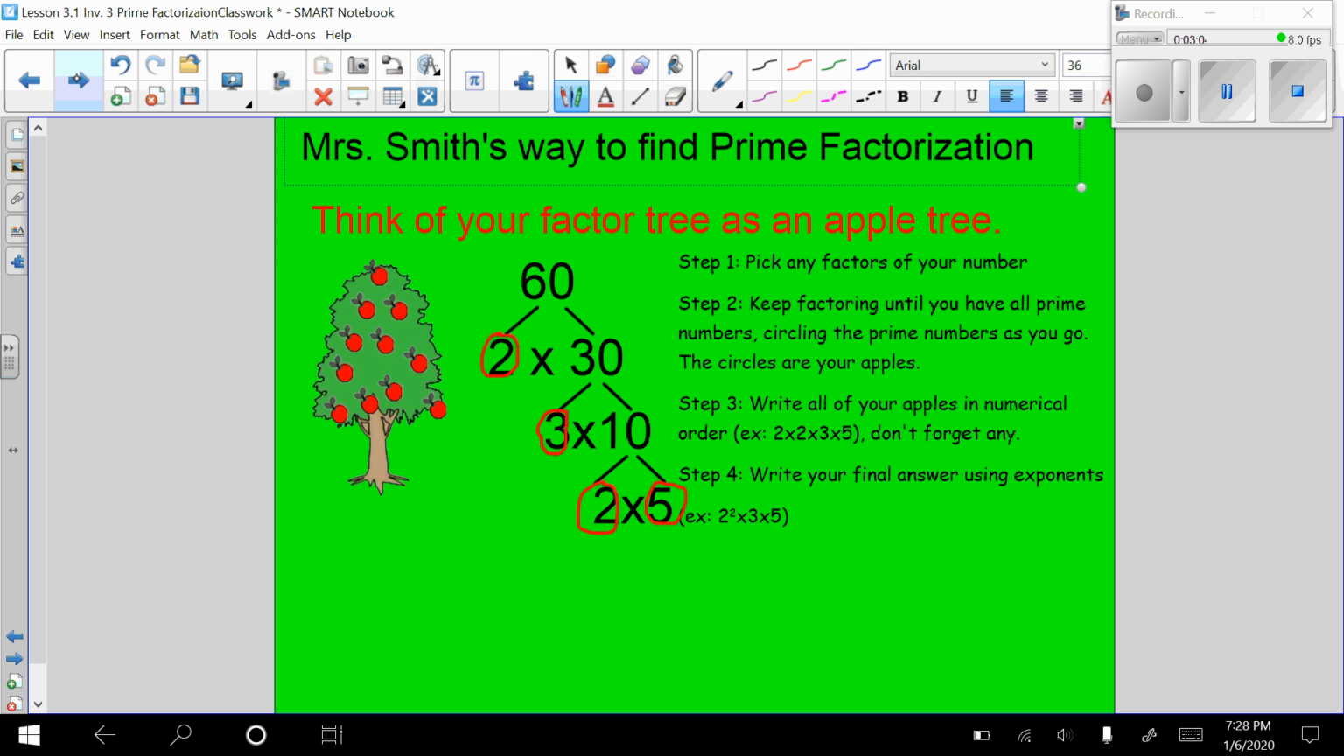Here's the one way that Mrs. Smith did it. She picked the factor of 60. She keeps factoring till all the prime numbers are circled. Once you have a prime number, circle it. That tells me I don't have to go any further on that branch. Write all the prime numbers, or consider them all the apples. Don't forget any. I have 2, 3, 2, and 5 circled. Then write them out. I have 2 2's, so I could write them as 2 to the second power times a 3 times a 5. If I multiplied those out, I get 60.